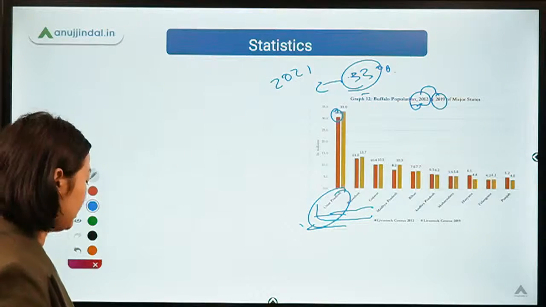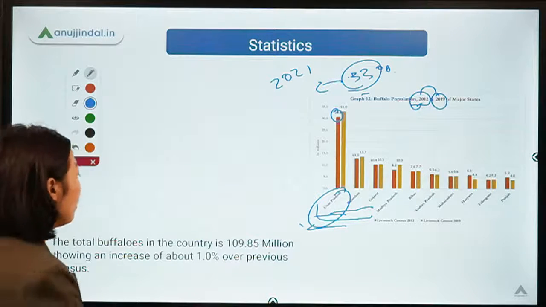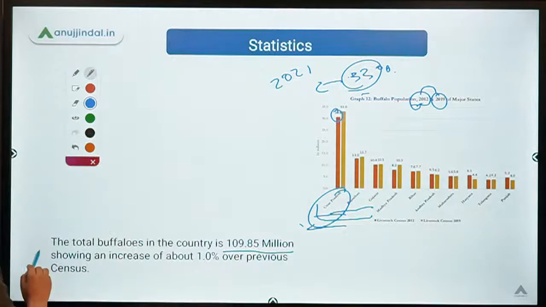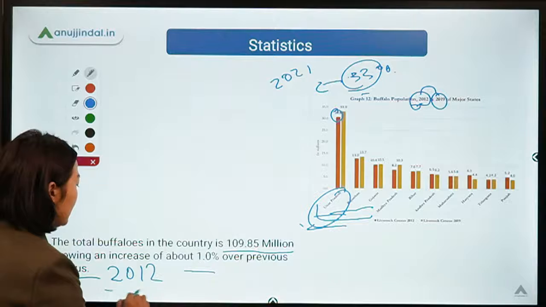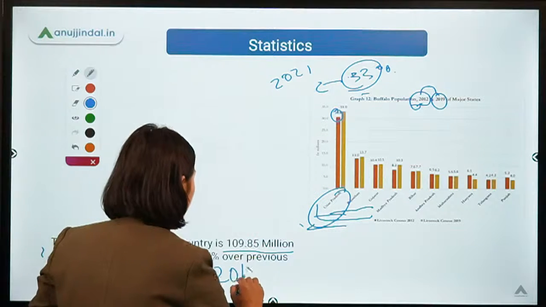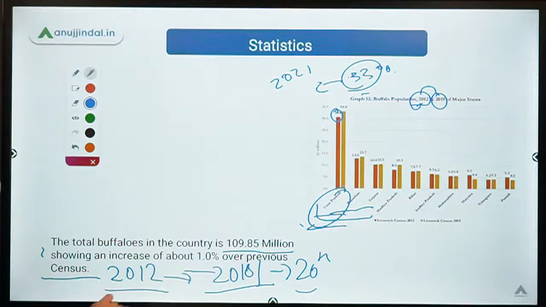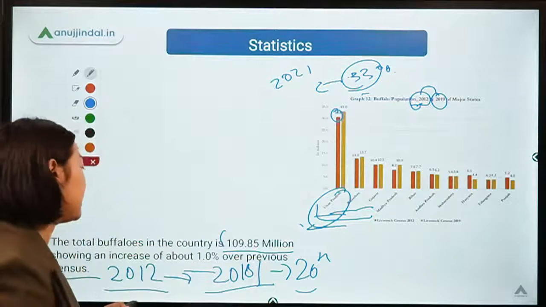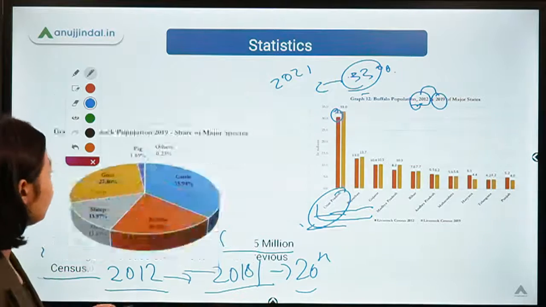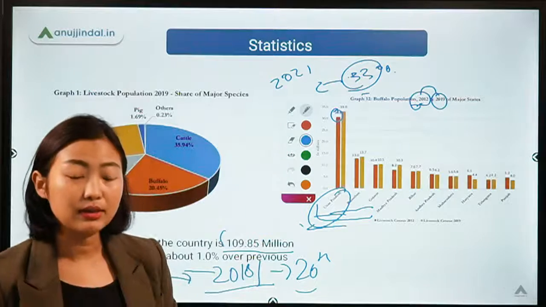And now coming to some of the things, the total buffaloes in the country is around 109.8 million, and they showed an increase of about 1% over the previous census, okay? The previous census was conducted in the year 2012, and then again they conducted it in the year 2018, right? And this was the 20th livestock census, all right? And so there was about 109.85 million population, all right?